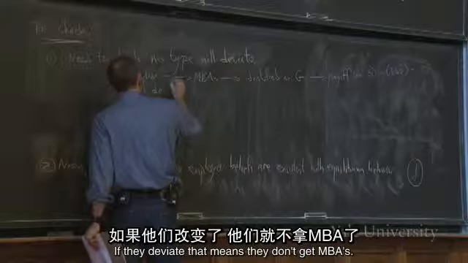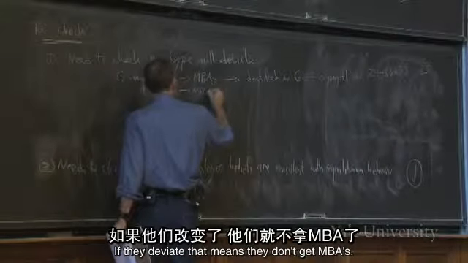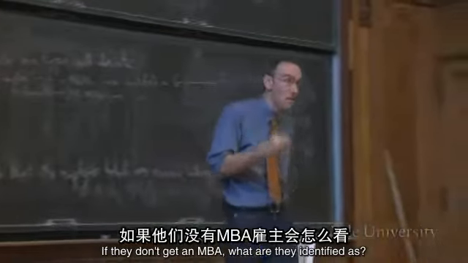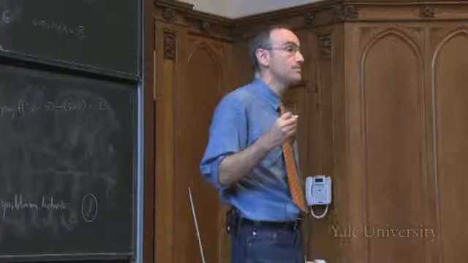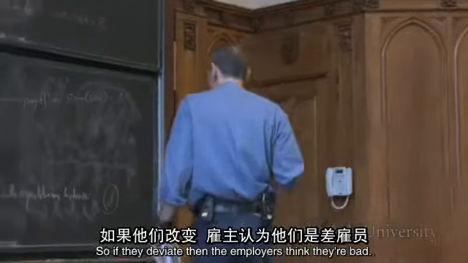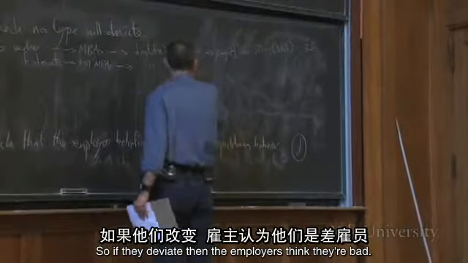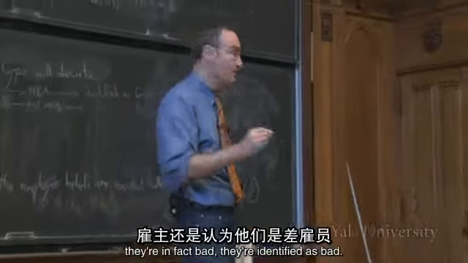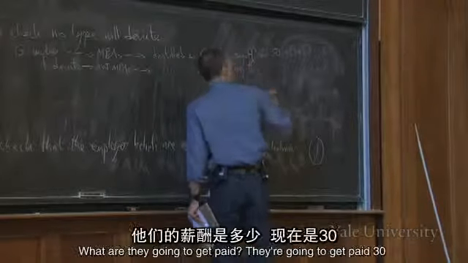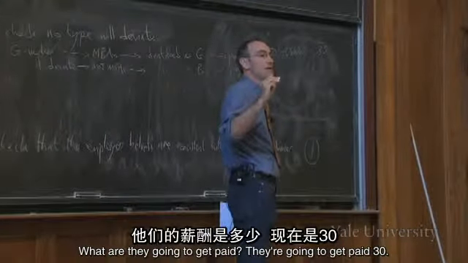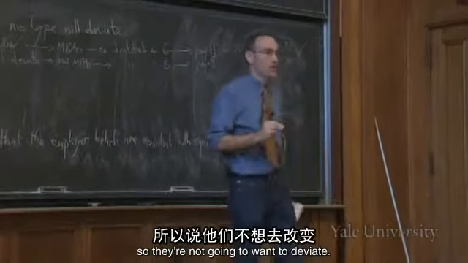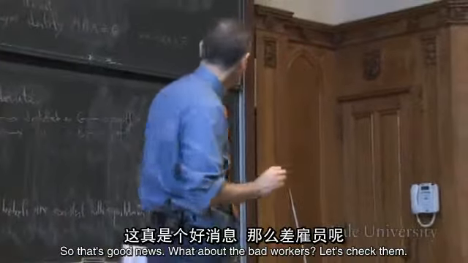If they deviate, that means they don't get MBAs, so they're not MBAs. If they don't get an MBA, what are they identified as? What does the employer think the non-MBAs are? Bad, all right? So if they deviate, then the employers think they're bad, even if they dance on the table and say they're good. They're in fact bad. They're identified as bad. And so their payoff is what? What are they going to get paid? They're going to get paid 30. And sure enough, 35 is bigger than 30, so they're not going to want to deviate. All right, so that's good news.